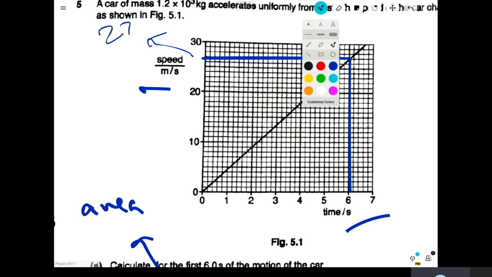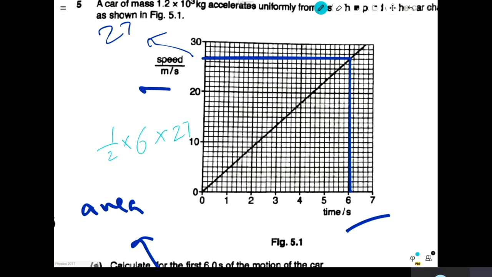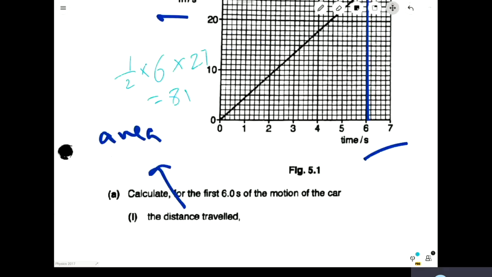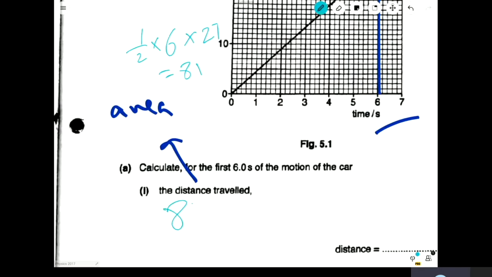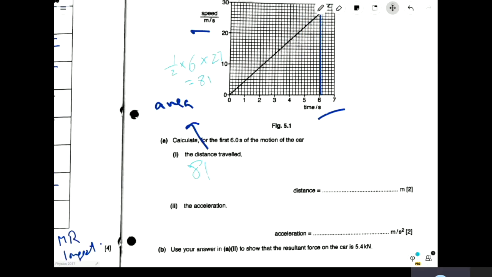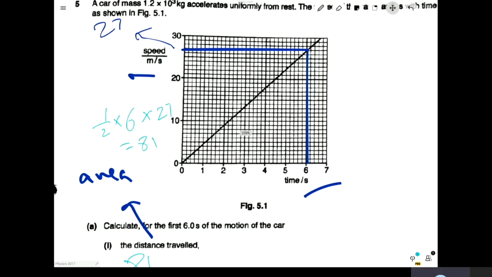Okay, how to find the area? You take half times 6 times 27. Yep. So that will give me 81. Right, so the distance traveled is 81. Next question, acceleration.